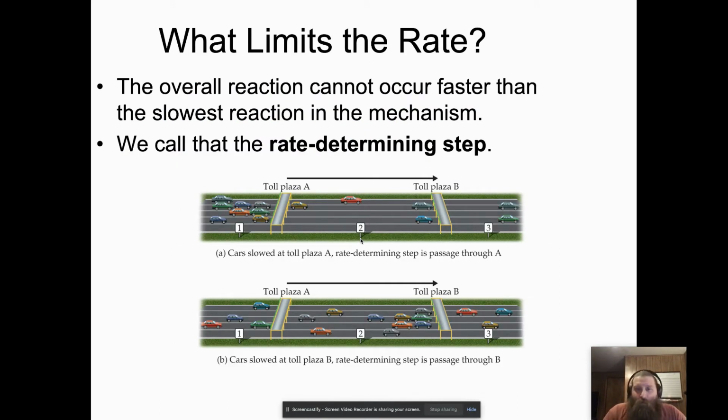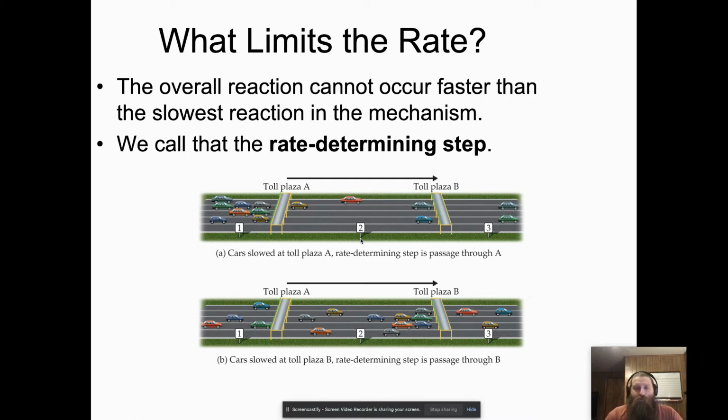Now, what might limit the rate, right? When we're looking at multiple steps, the steps don't have to move at the same speed. In fact, they don't move at the same speed. So one of the 2 steps is going to be the slower step, and that's going to be called the rate determining step. And the book likes to use the bottleneck description, and that's fine.